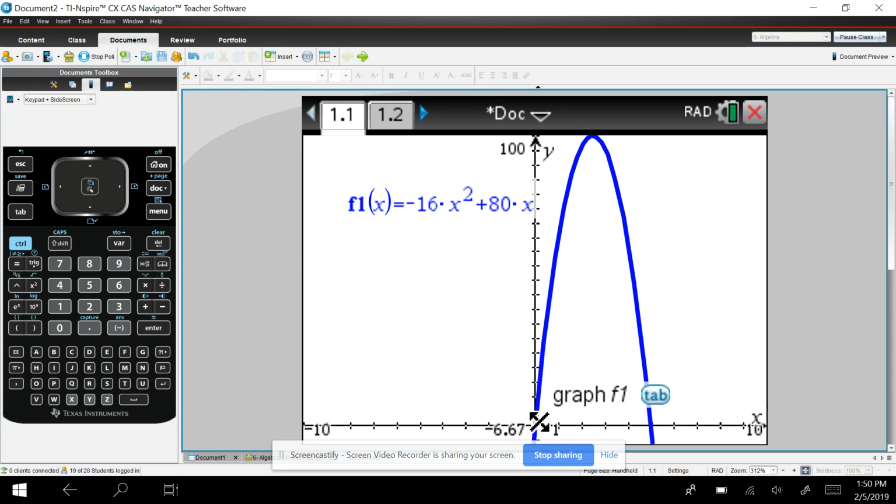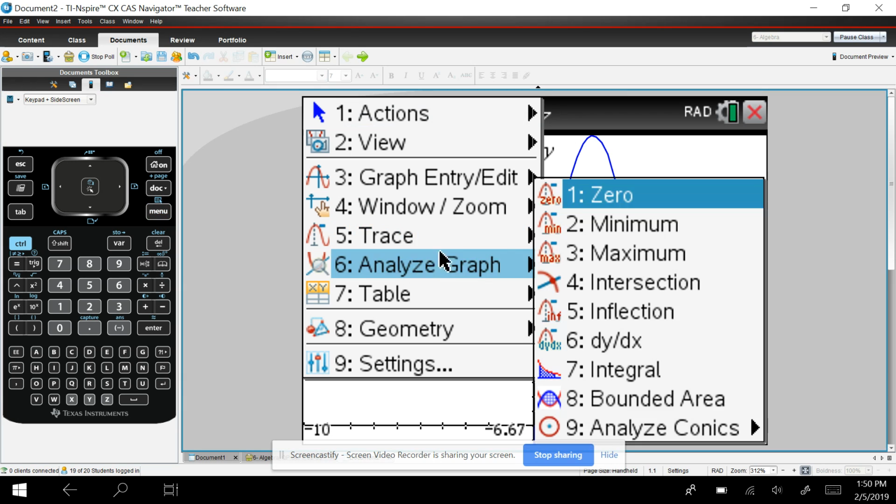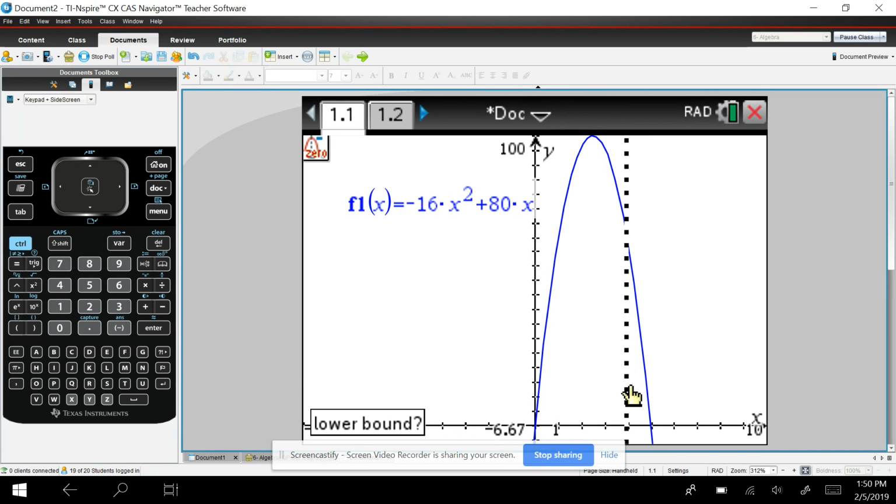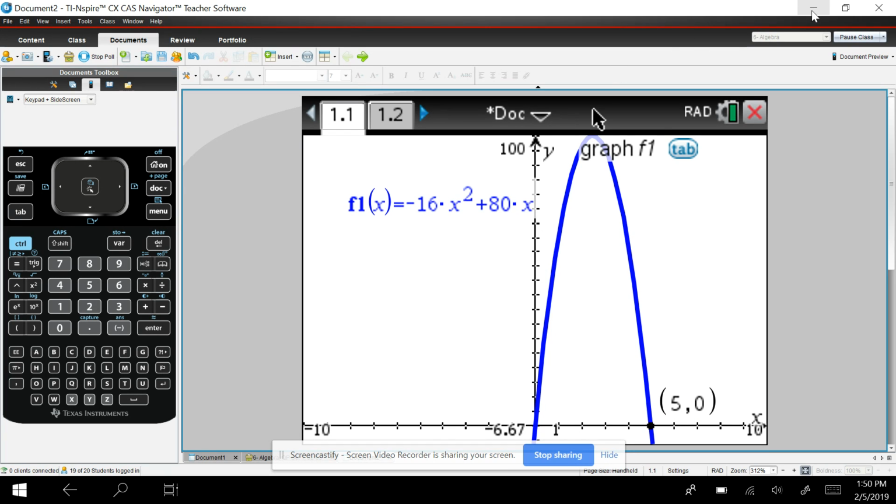So this is the path of the rocket. It's going up, up, up, it's going to hit its highest peak, and then it's going to fall down and reach its x-intercept right here. So we already have the answer. When is it going to hit the ground? It's going to hit the ground when x is 5, or at time 5 seconds.